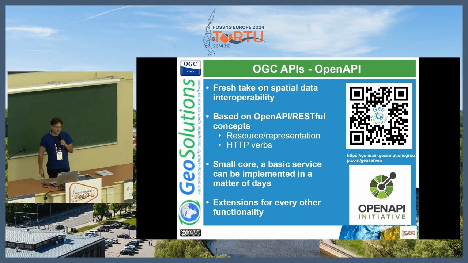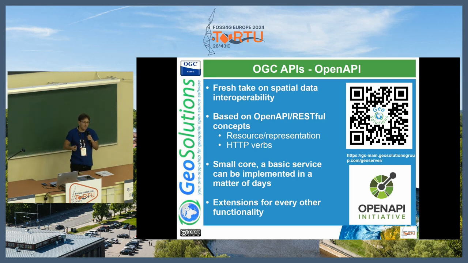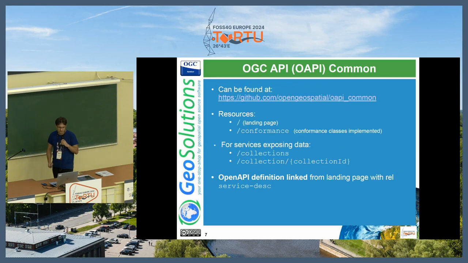So OGC APIs, a fresh take on spatial data interoperability based on RESTful principles, HTTP verbs. The specifications are not a massive 200, 300 pages long document that you have to read end to end to make sense of it. They are split into a small core that can be implemented literally in a couple of days, plus a bunch of extra compatibility conformance classes that can be implemented if you want or not.